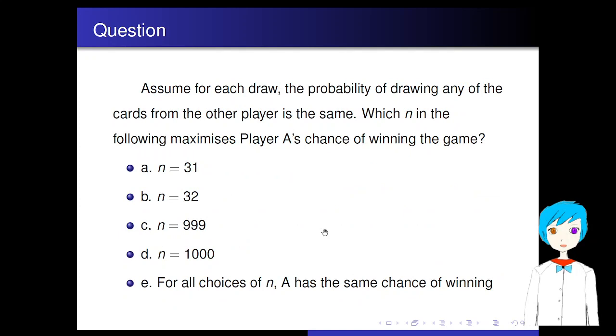We assume that for each draw, the probability of drawing any of the cards from the other player is the same. Which n in the following maximizes player A's chance of winning the game? The first choice is n equals 31. The second choice is n equals 32. The third choice is n equals 999. The fourth choice is n equals 1000. And the last choice is, for all choices of n, A has the same chance of winning. So, do you have any idea of this question?